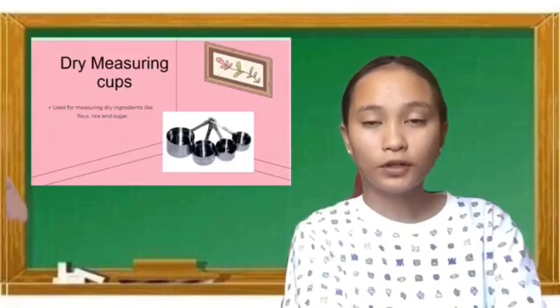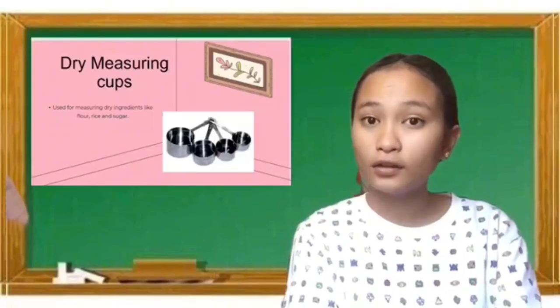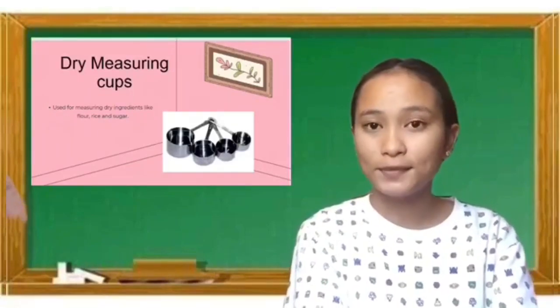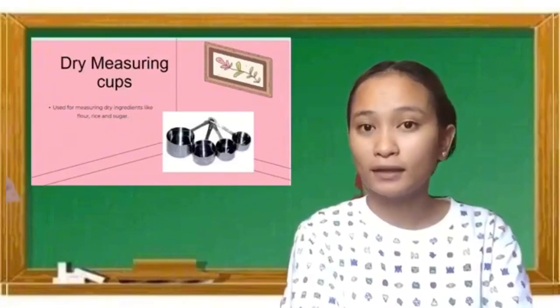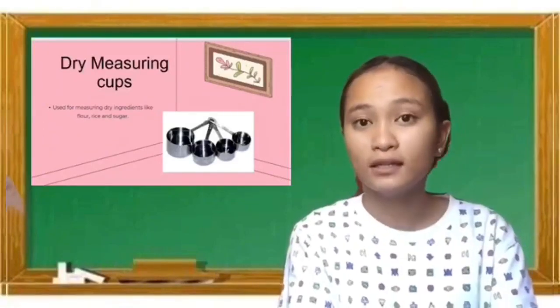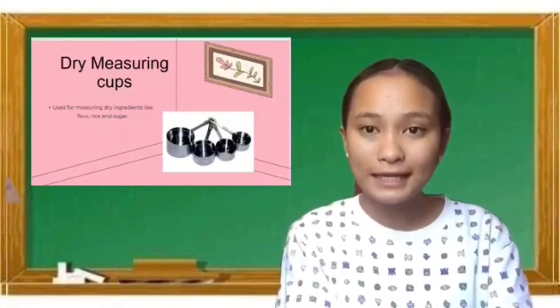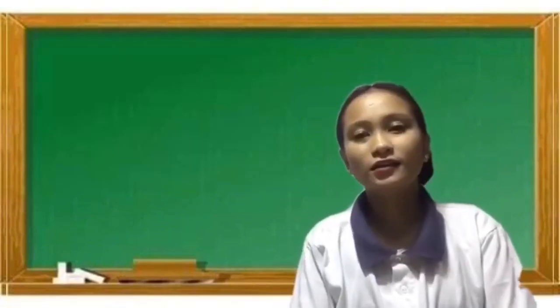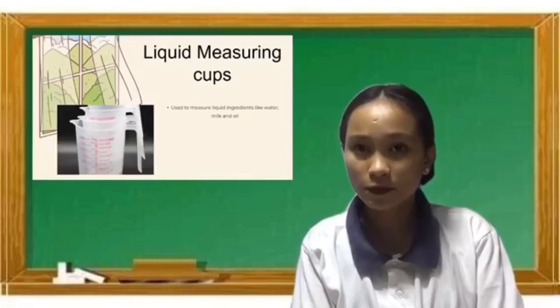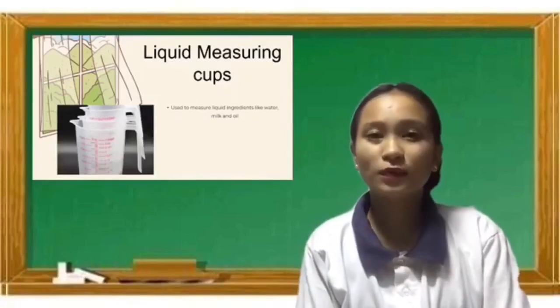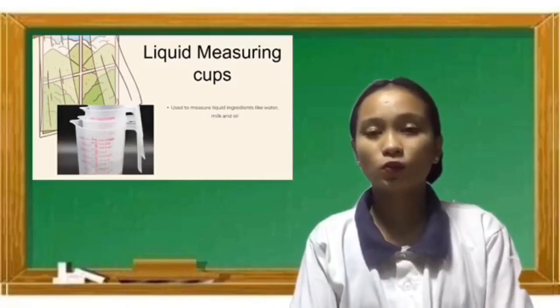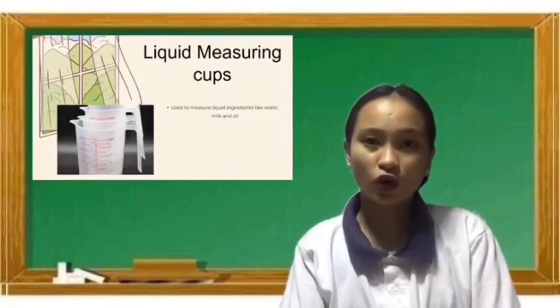And always remember, class, that there are two types of measuring cups. First is metal, or what we call stainless steel, and the second is plastic. It is made from plastic. Second is liquid measuring cups, used to measure liquid ingredients such as water, milk, and oil.